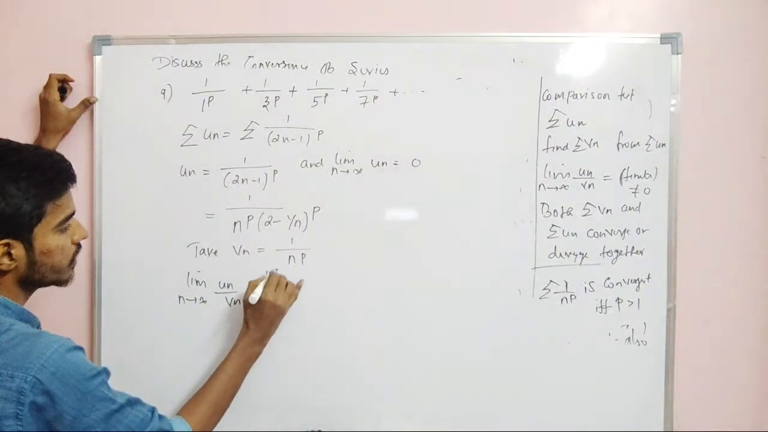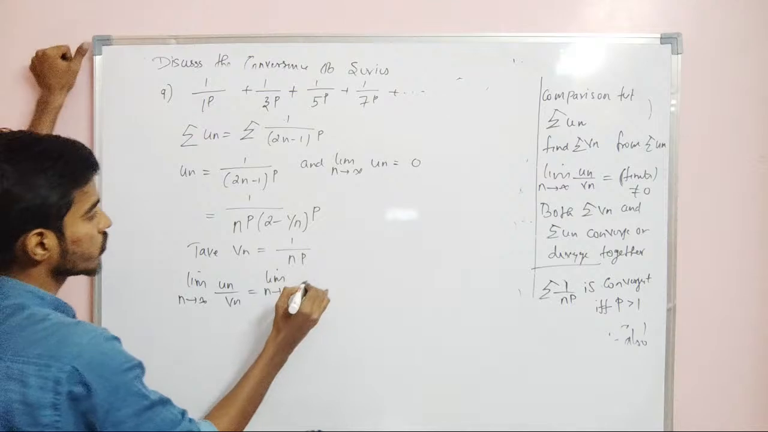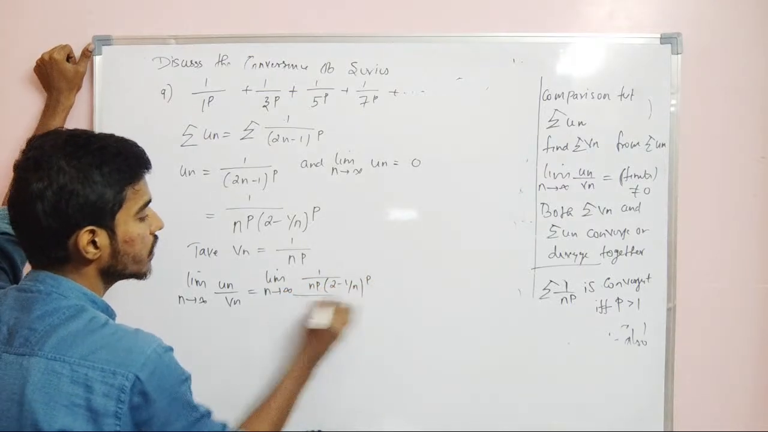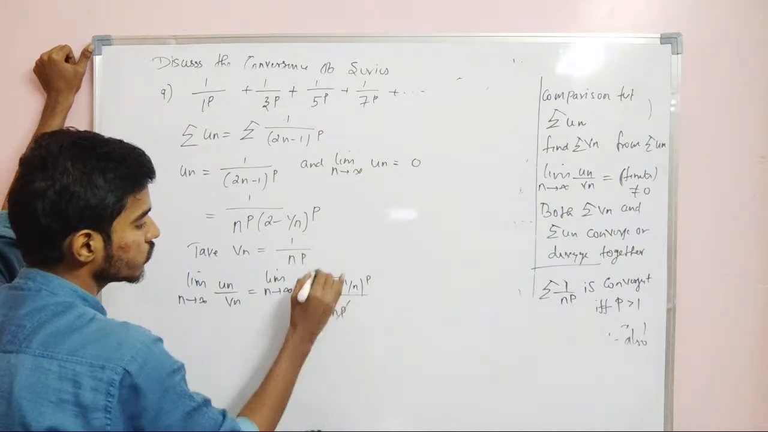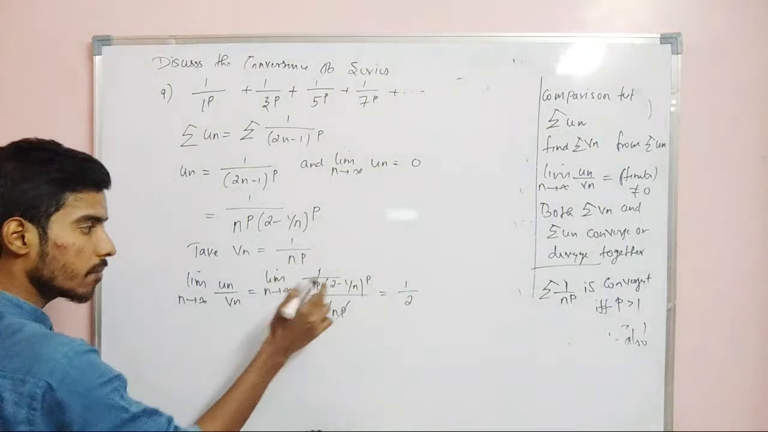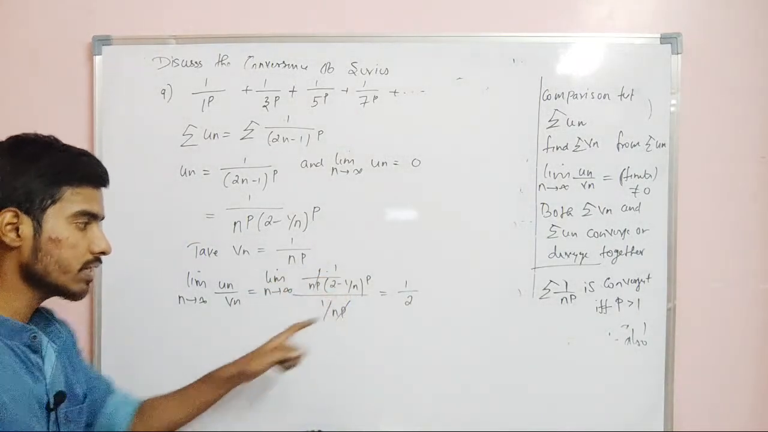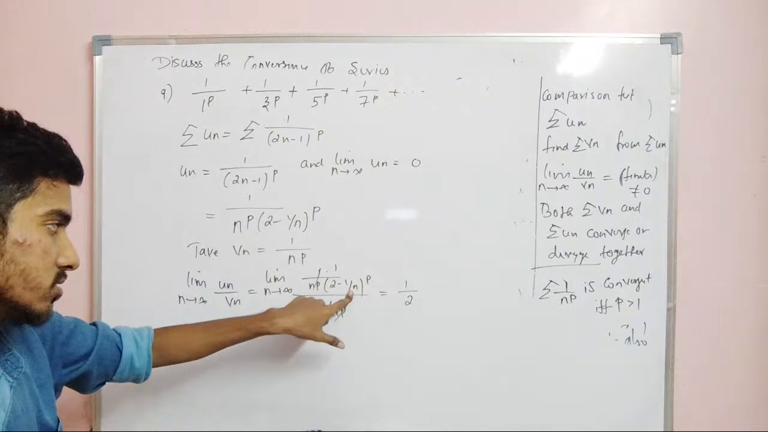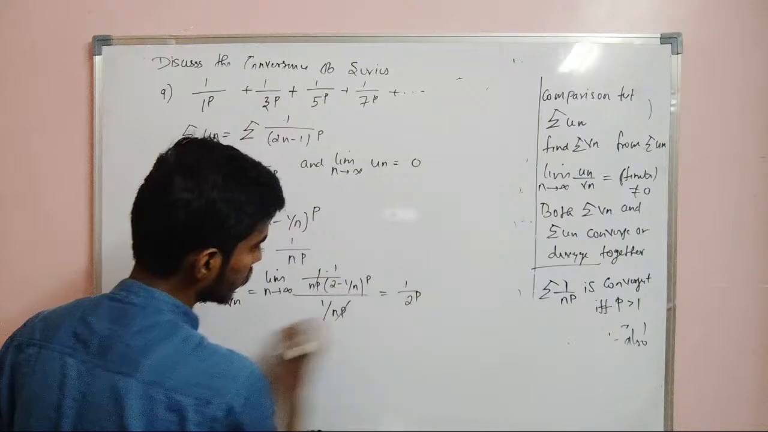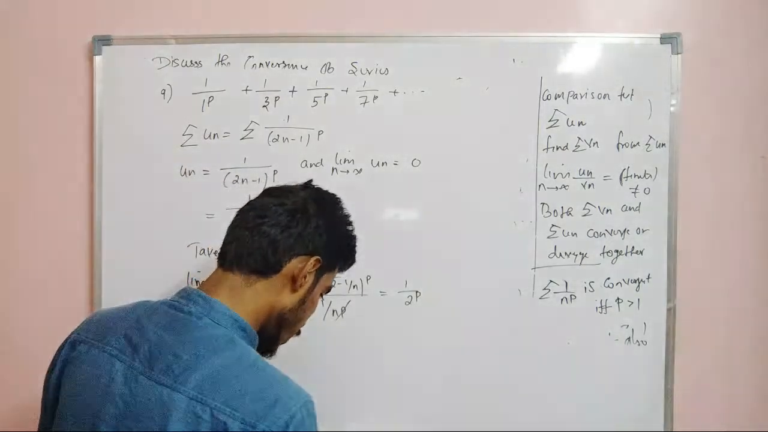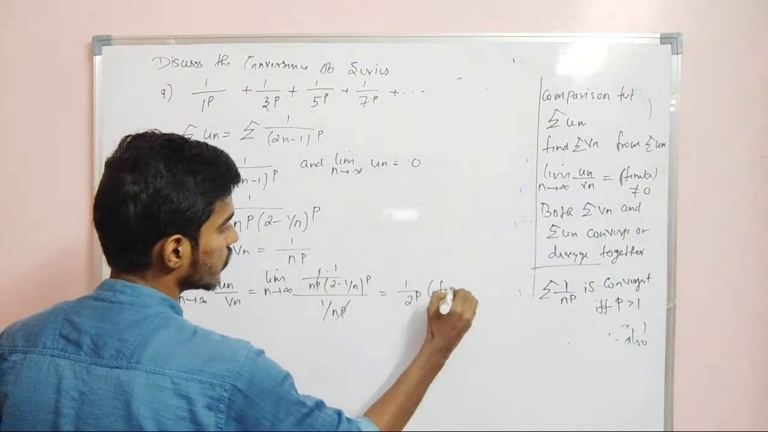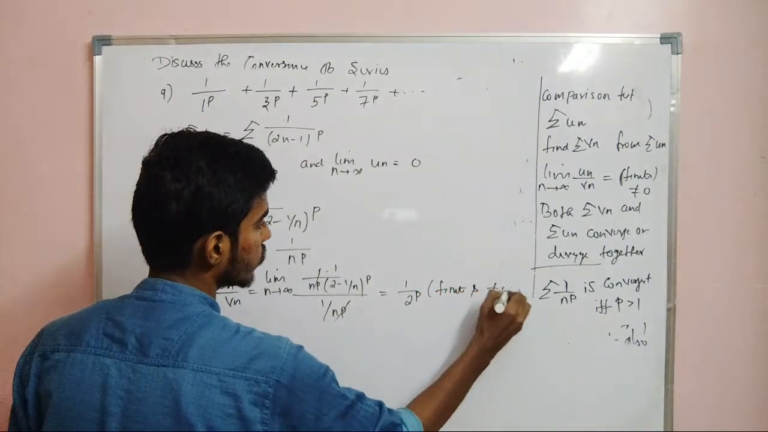So this is nothing but limit n tends to infinity. So un is (1 by n power p) times (2 minus 1 by n) whole power p. This 1 by n power p, this 2 will get cancelled. So this is nothing but 1 by 2, right? So we will have 1 by 2 minus 1 by n. So 1 by n tends to 0 as n tends to infinity. So this will lead to 1 by 2 power p, which is finite and not equal to 0.